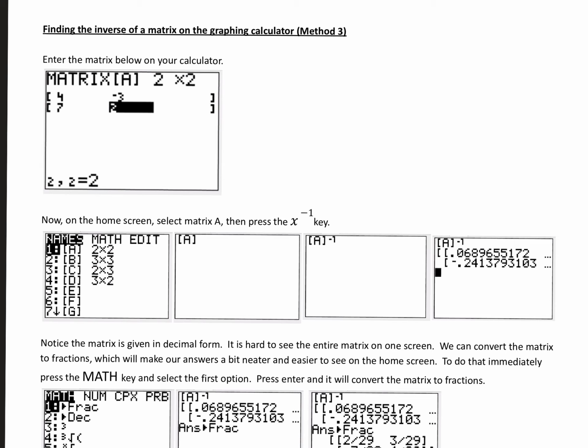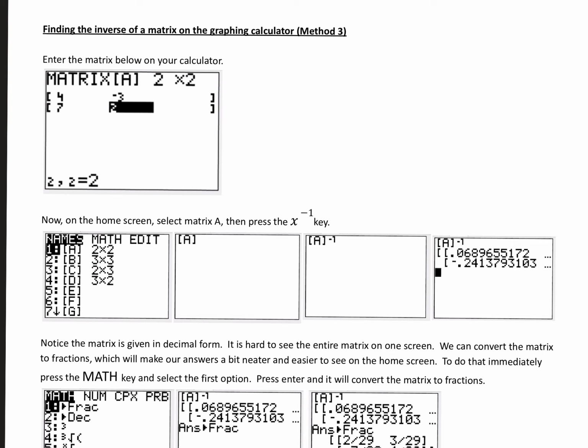So there are some nice steps here for you to follow. I want you to go ahead and go through that. So enter the matrix A that you see here, this 2 by 2 matrix of 4, negative 3, 7, 2. And if you need to, pause the video and do that and come back.